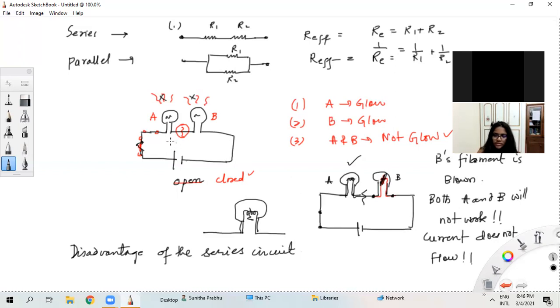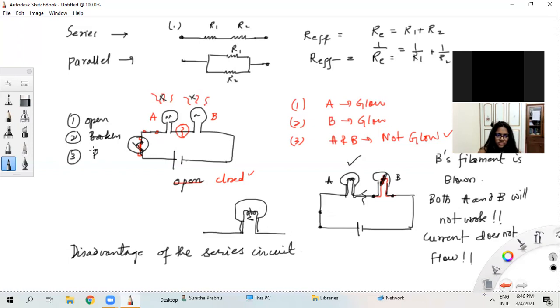So whether the key is open is as good as the wire is broken, is as good as the filament is blown. All these three are one and the same. The circuit is not completed.